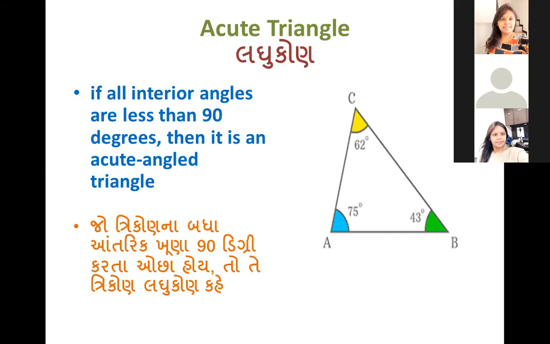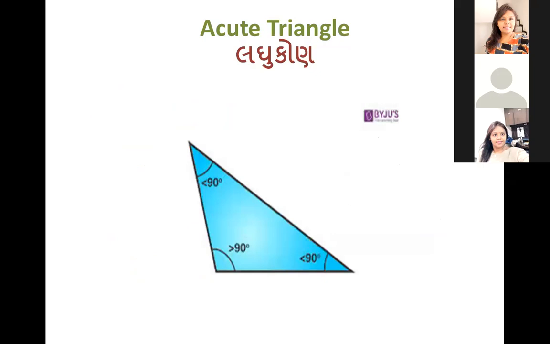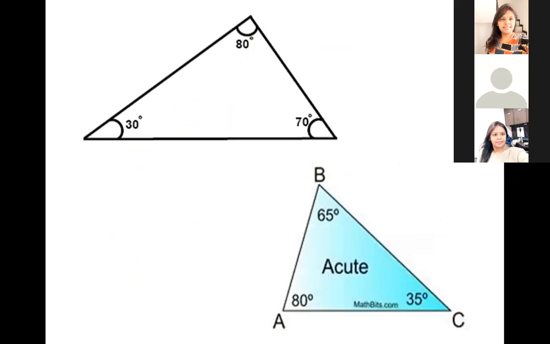Okay, so look here, you have ABC, there are 3 angles and all 3 angles are less than 90. So such a type of triangle is known as acute. These are acute triangles. An acute triangle is one whose all angles are less than 90. So this type of triangle depends on their angles.